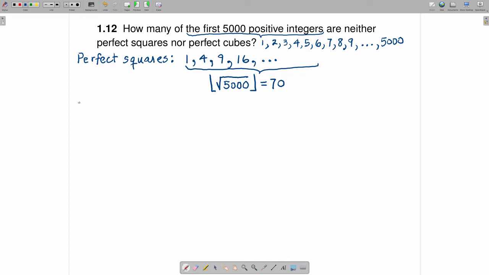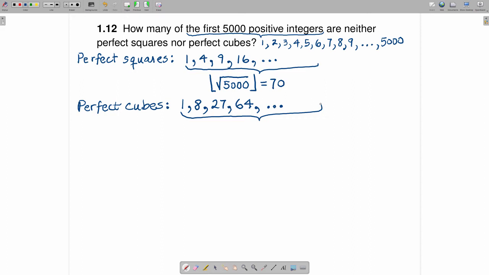Now let's go to perfect cubes. Those numbers are 1 to the third power, which is 1, 2 to the third power, which is 8, 3 to the third power, which is 27, 4 to the third power, which is 64, 5 to the third power, which is 125, etc. The question once again is, how many perfect cubes are there? Here you take the cube root of 5,000, which may not be an integer, so once again you take the floor, and it turns out that there are 17 perfect cubes between 0 and 5,000.